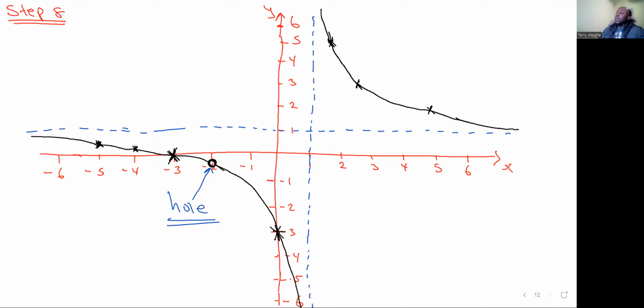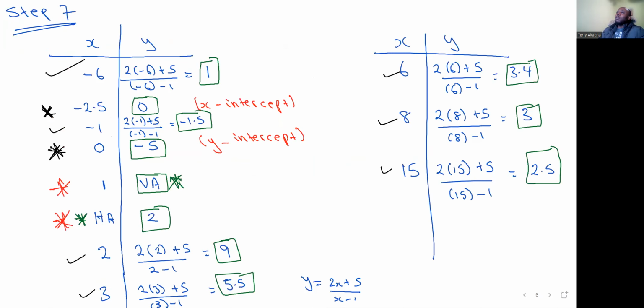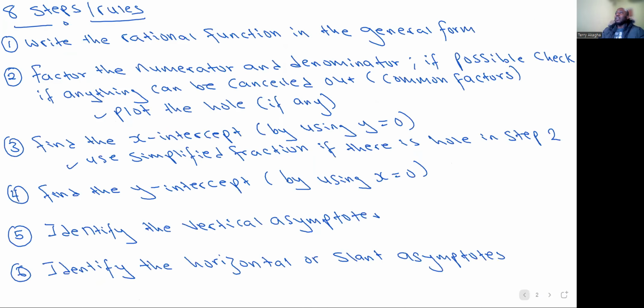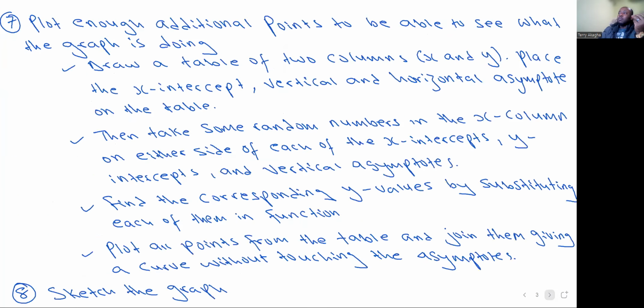And please don't forget, okay, when you're doing this, you have to remind yourself of the 7 or 8 rules. The first thing, you have to write the rational function in a general form. You factor the numerator and the denominator to see if there is a hole, and take note of the hole so that you can plot it when sketching. Then you find the x-intercept, you find the y-intercept, you identify the vertical asymptote, you identify the horizontal asymptote or slant asymptote. I have a video series on each of this, horizontal, vertical, and the rest of it. So please go back and have a look.